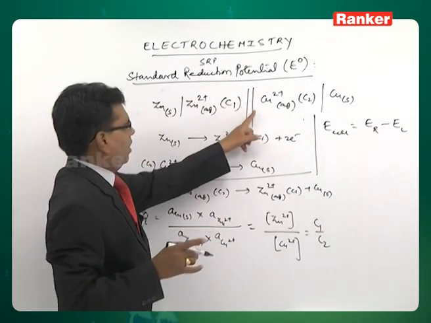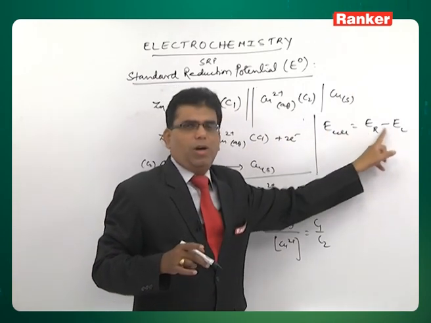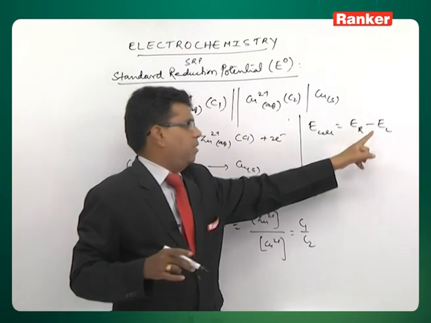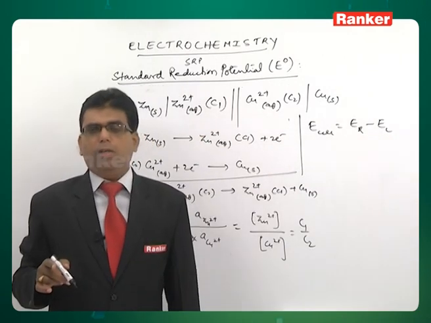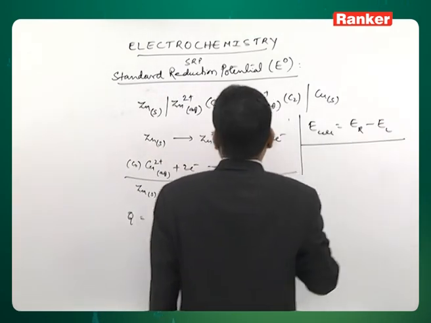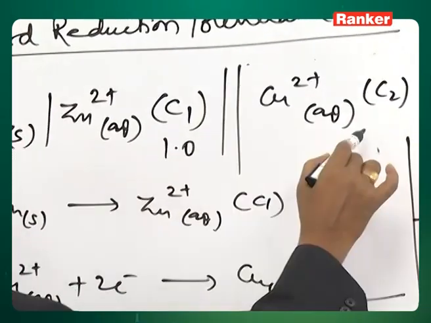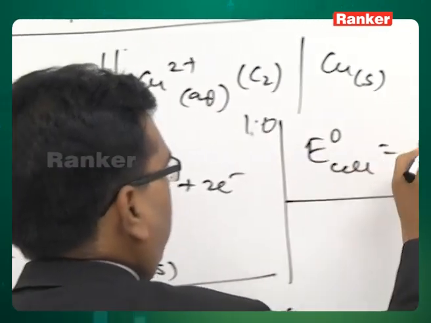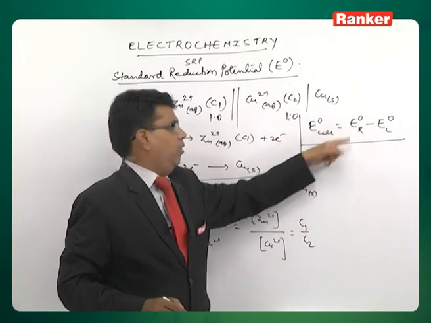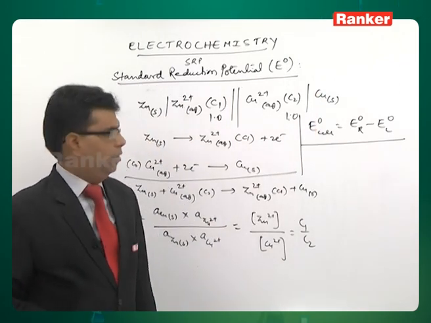Now, what you are measuring, finally, E cell is nothing but the potential difference between the two half cells. To measure the potential of any one half cell, obviously what you require is the absolute value of the potential of the other. For that, what we use is the standard reduction potential. When C1 will be 1 molar, C2 also will be 1 molar, then in that case, E naught cell will be E naught R minus E naught L. Standard EMF of the cell is equal to standard EMF of the reduction minus standard EMF of the oxidation, E naught R minus E naught L.